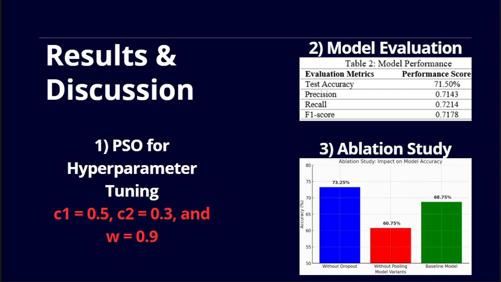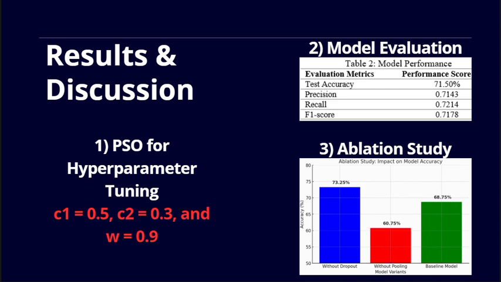The last one, ablation study. An ablation study is conducted to evaluate the impact of different architectural choices on model performance. The figure shows the accuracy comparison for the ablation study. When dropout layers are removed, the test accuracy improves to 73.25%, suggesting that dropout may not be essential in this setting. However, removing pooling layers causes accuracy to drop significantly to 60.75%, highlighting the importance of pooling for feature extraction.